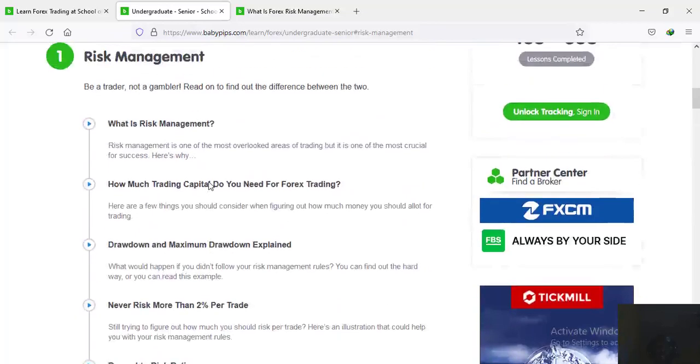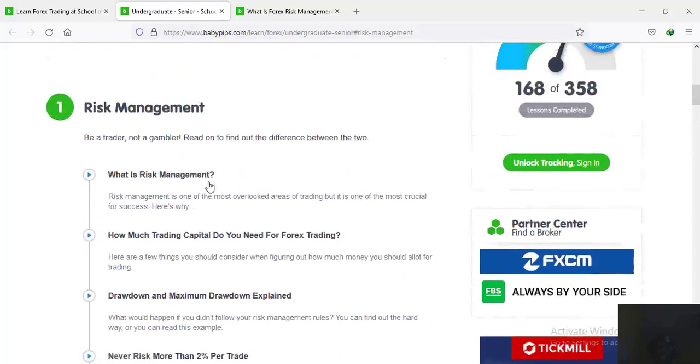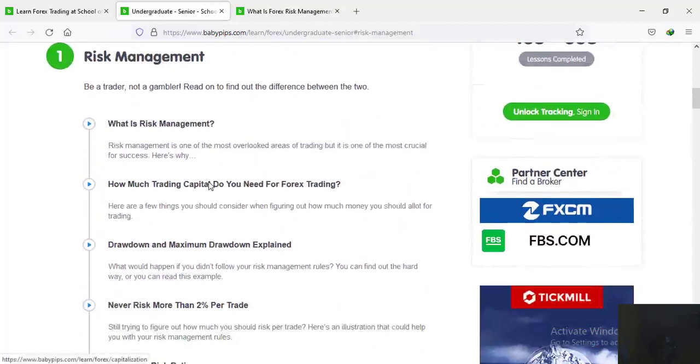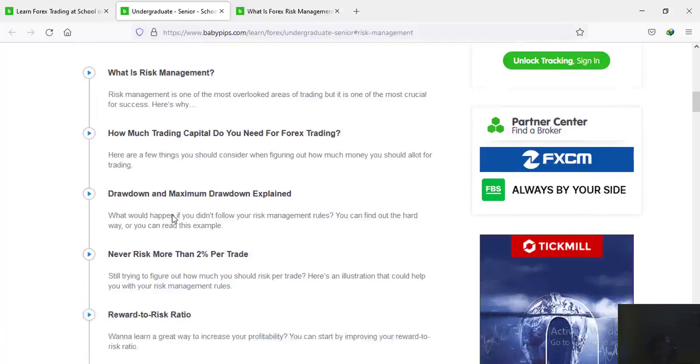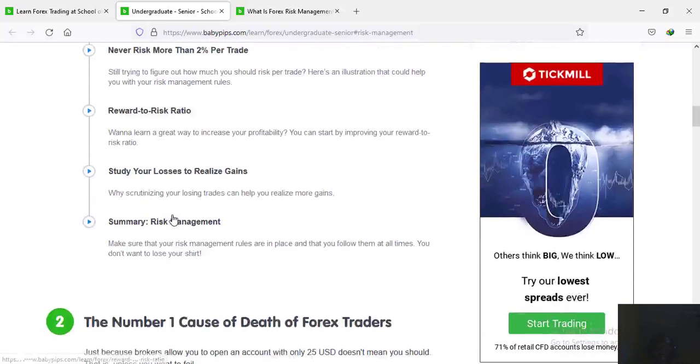So let's begin by looking into risk management and what we're going to learn under it. We're going to learn what risk management is, how much trading capital you need for forex trading, drawdown and maximum drawdown explained, never risk more than 2% per trade, risk to reward ratio, study your losses to realize gains, and then a summary of risk management.